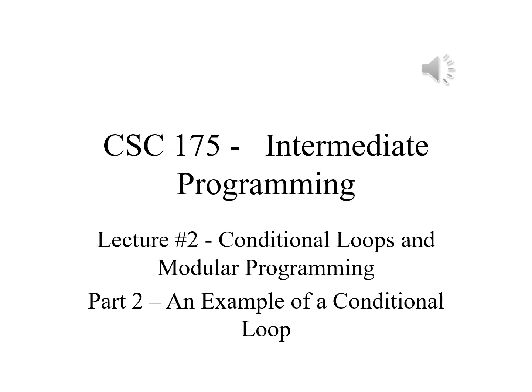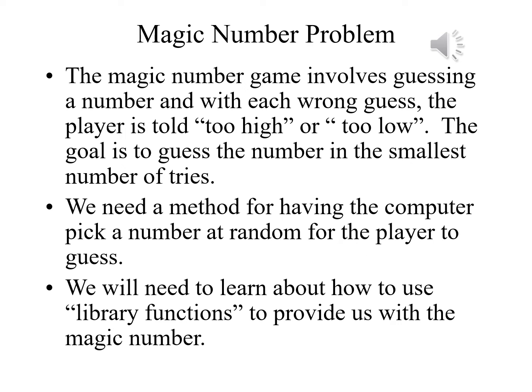In Part 2 of Lecture 2, we will look at an example of a conditional loop. There is nothing magical about the magic number game. One player picks a number, for example, between 1 and 100, keeps it to him or herself, and then the other player tries to guess it, guided only by clues of whether the guess that was made is too high or too low. The idea is to guess the number correctly in as few guesses as possible.